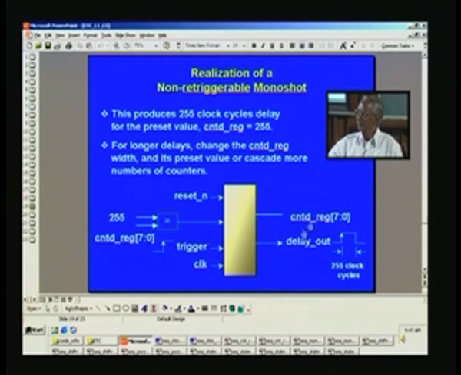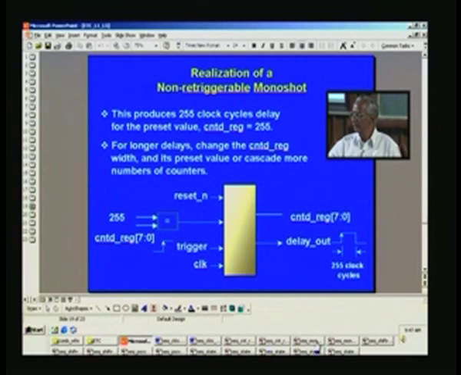And all this process triggering will be done here at the positive edge, the rising edge of the trigger, and the clock is also there. Once again all transactions take place at the positive edge of the clock, and when the counter register equals 255, this will be activated and this will be reset here, and that is how you get a delay of 255 seconds. And we will see the waveform so as to get a better grasp.